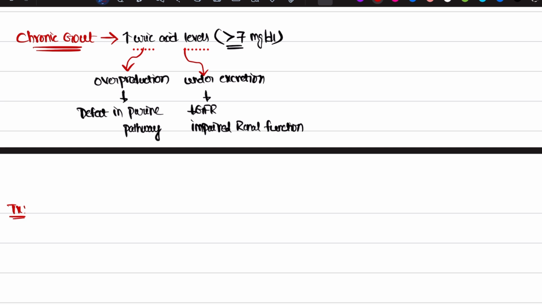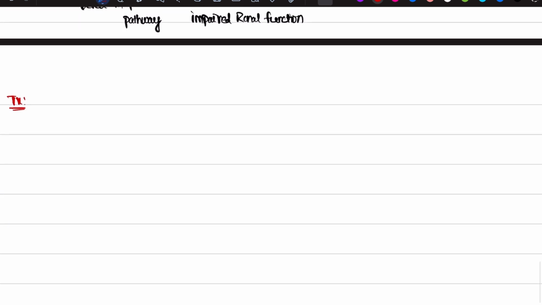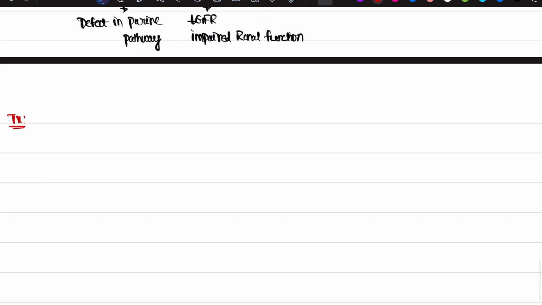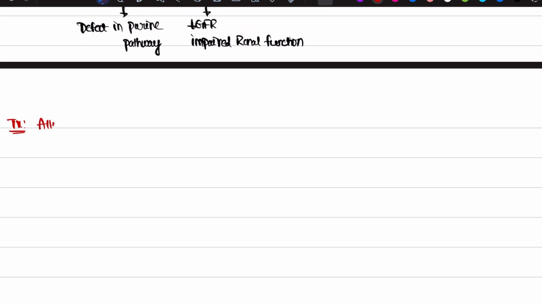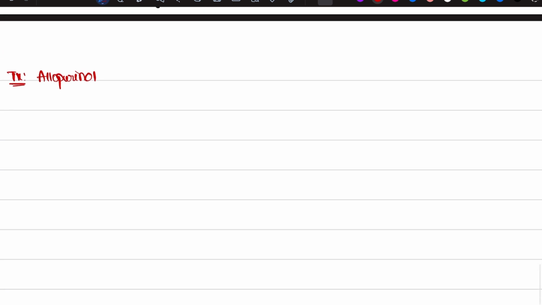Our aim is to decrease the uric acid levels, which were already increased, by giving two kinds of drugs: by decreasing the overproduction and by increasing the excretion of uric acid. These are the two ways we are going to decrease uric acid in our body. So the first drug we are going to give is allopurinol. I hope everyone in our medical school has heard of this drug. The most famous are allopurinol and febuxostat.